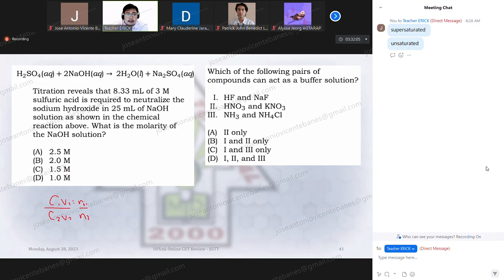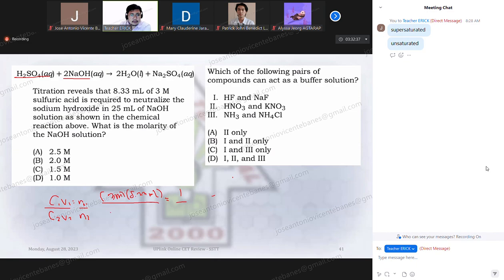Okay. Given, do we have an initial concentration for sulfuric acid? Yes, we have 3 molarity. Do we have a volume for sulfuric acid? Yes, 8.33 ml. Do you have an initial mole based on the mole ratio? Yes, we have 1. Based on the mole ratio above, we have H2SO4 and 2 NaOH. We're complete.